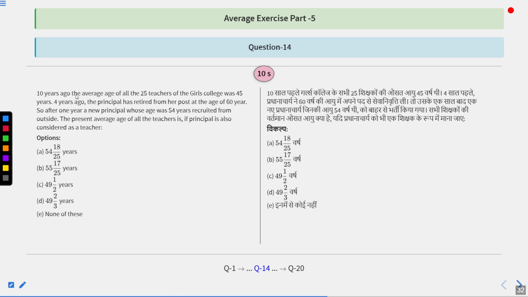10 years ago, the average age of all 25 teachers of a girls college was 45 years. 4 years ago, the principal retired from her post at the age of 60 years. After 1 year, a new principal whose age was 54 years was recruited from outside. The present average age of all the teachers is, if the principal is also considered a teacher. You have 5 options and 10 seconds to analyze the question. Your time starts now.